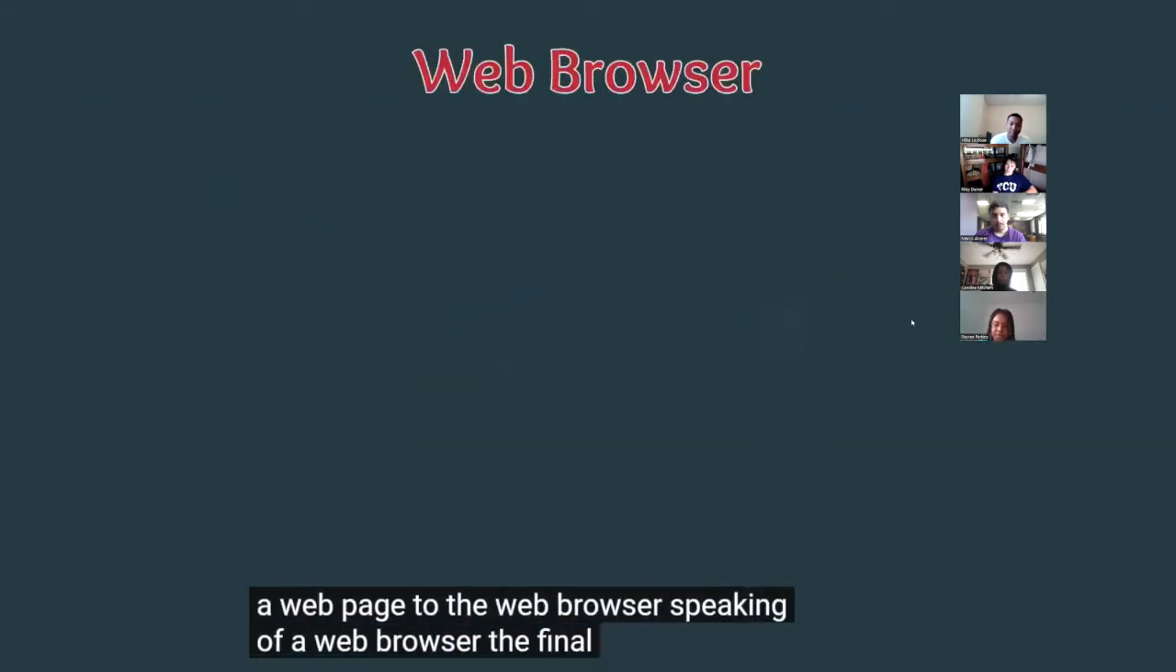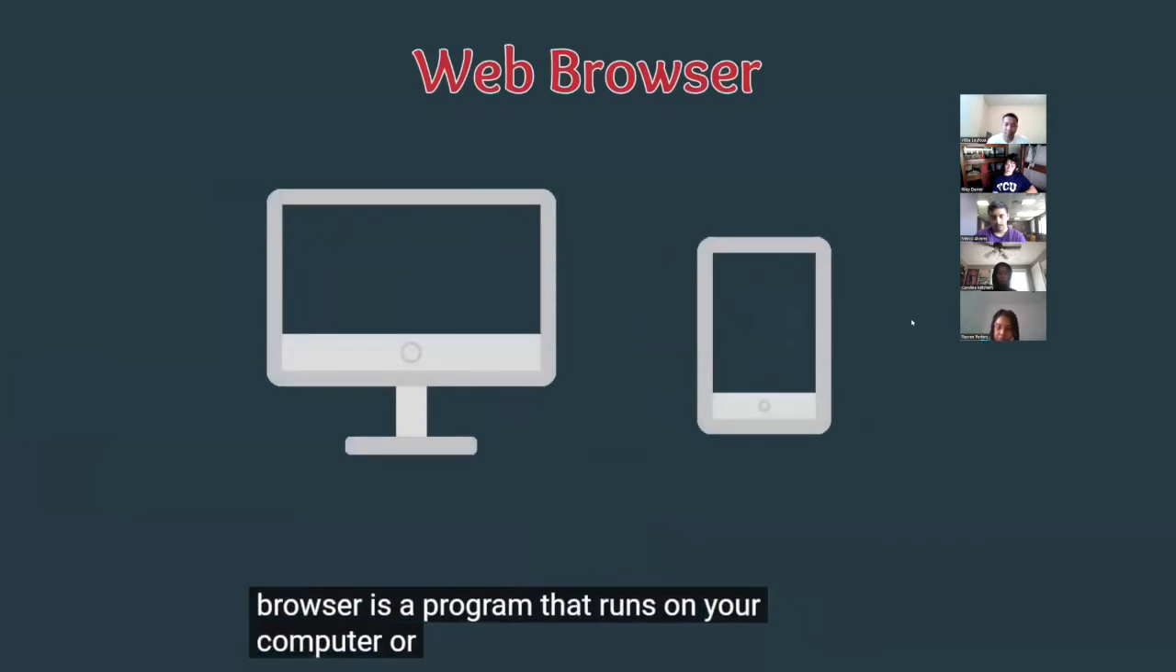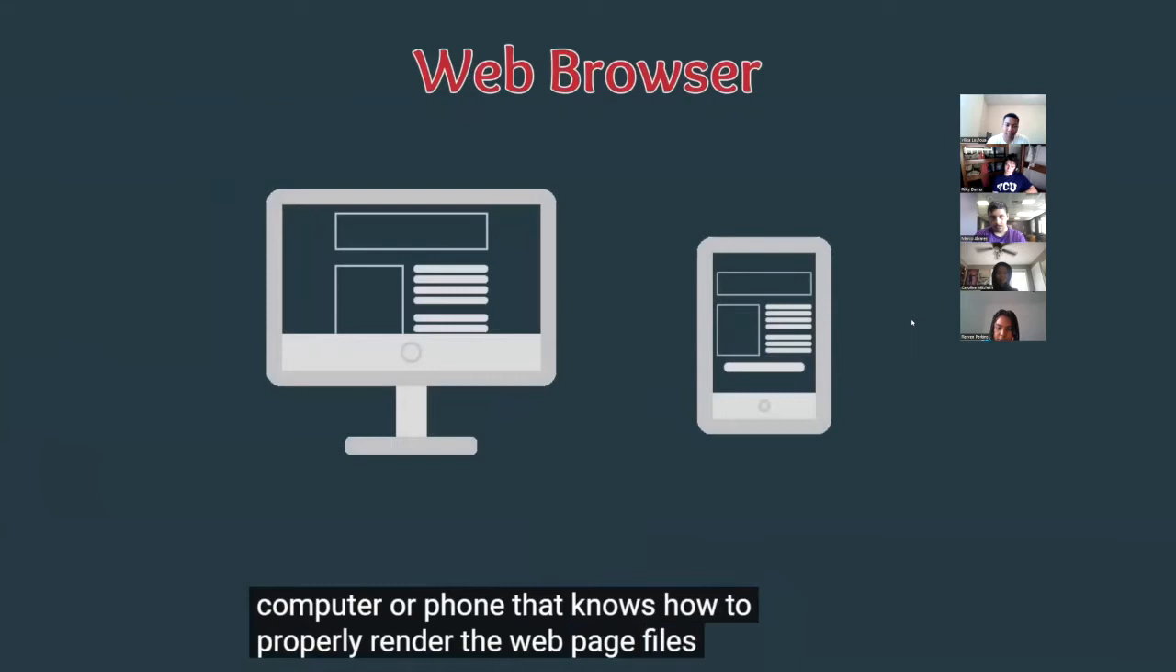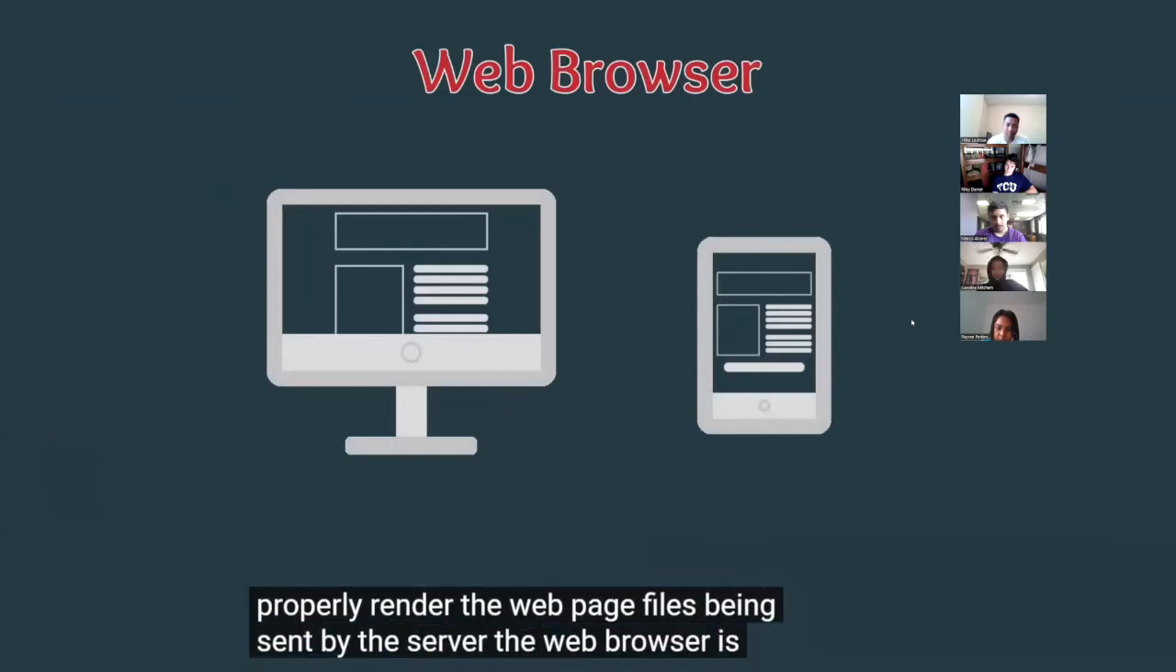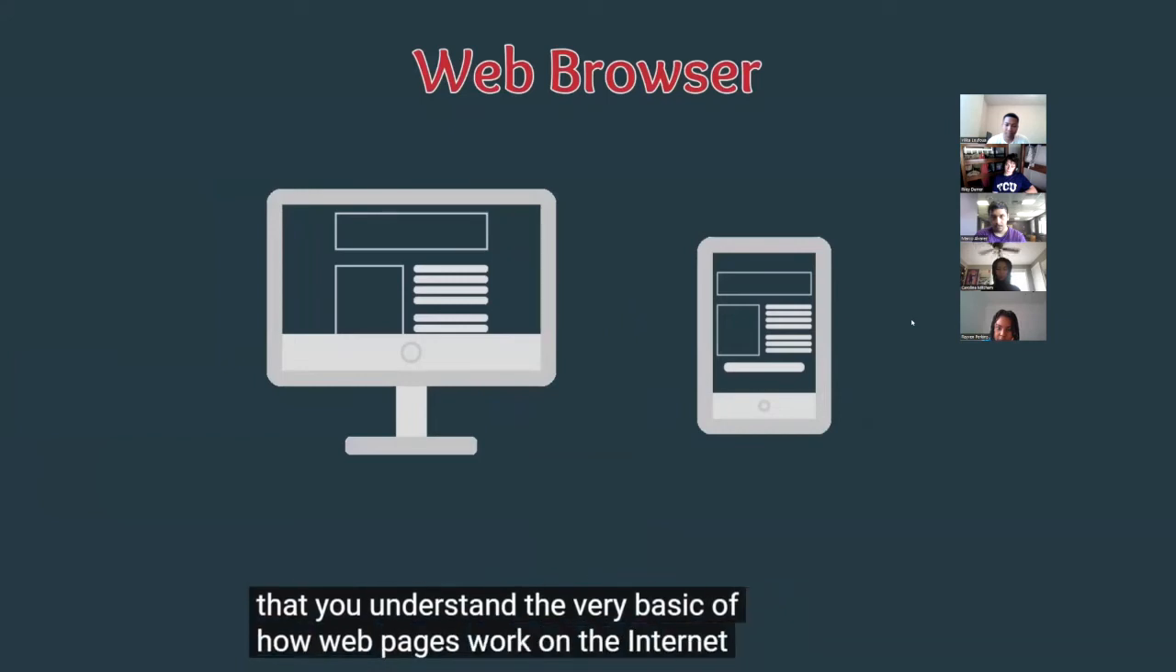Speaking of a web browser, the final component of the internet is a web browser. The web browser is a program that runs on your computer or phone that knows how to properly render the web page files being sent by the server. The web browser is commonly referred to as the client. Now that you understand the very basics of how web pages work on the internet, let's dive into the three main file types of a web page.